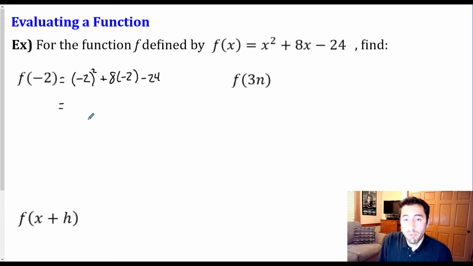Now we can continue simplifying, and when we end up with just one number, that will be our answer. Negative 2 squared is going to be a positive 4. 8 times negative 2 is going to be minus 16. And then again, we have a minus 24. If I combine all these terms together, 4 minus 16 is negative 12. And then negative 12 minus another 24, we end up at negative 36. So f of negative 2 is negative 36.